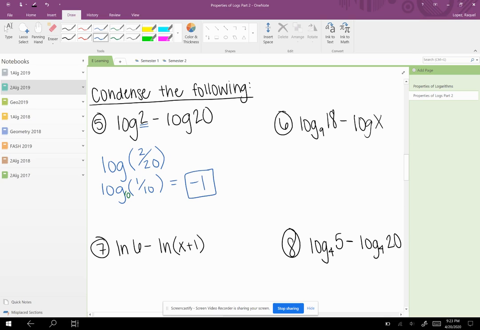Okay, so once you condense it, sometimes you can evaluate it, and when you can, I suggest that you do. Okay, so now let's look at number 6.